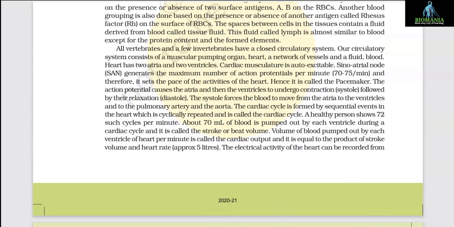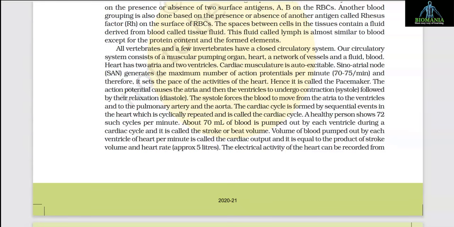All vertebrates and a few invertebrates have a closed circulatory system. Our circulatory system consists of a muscular pumping organ, the heart, a network of vessels and a fluid, blood. The heart has two atria and two ventricles. Cardiac musculature is auto-excitable. The sinoatrial node, SAN, generates the maximum number of action potentials per minute, that is 70 to 75 per minute, and therefore it sets the pace of the activities of the heart. Hence it is called the pacemaker.